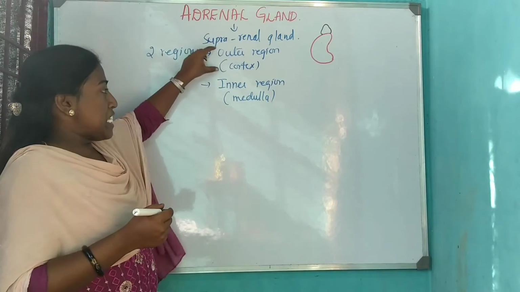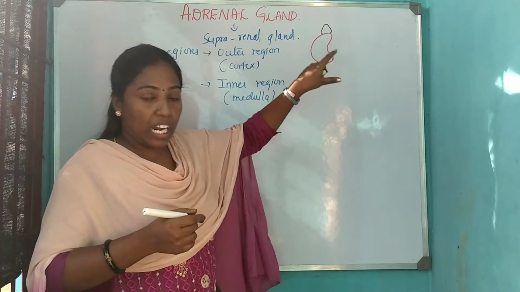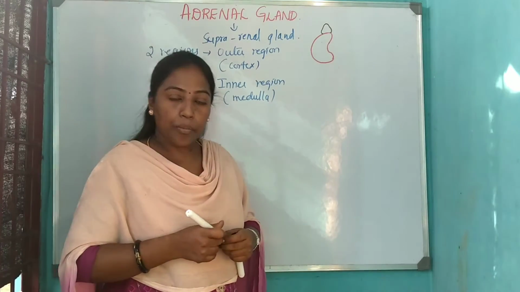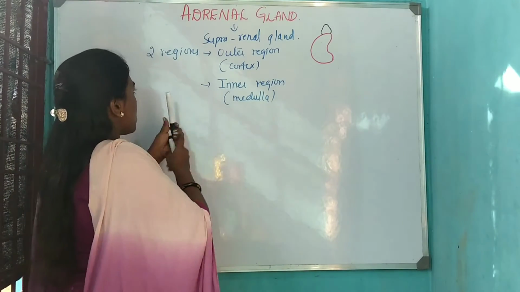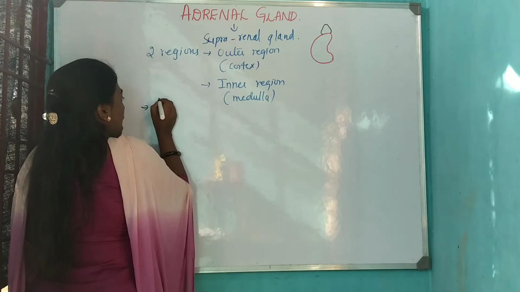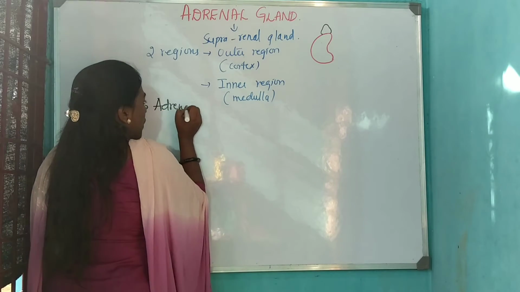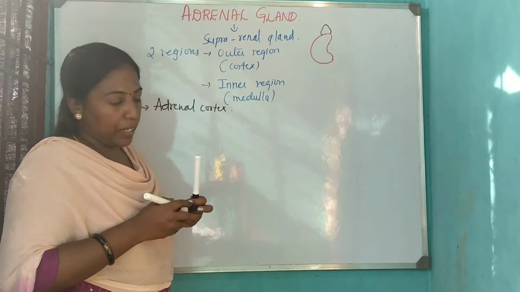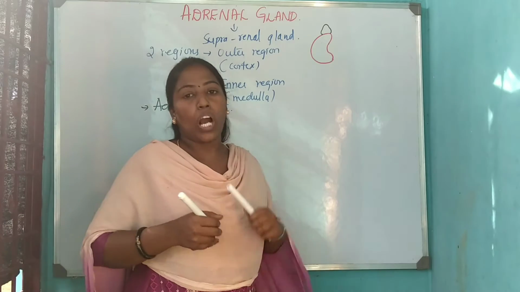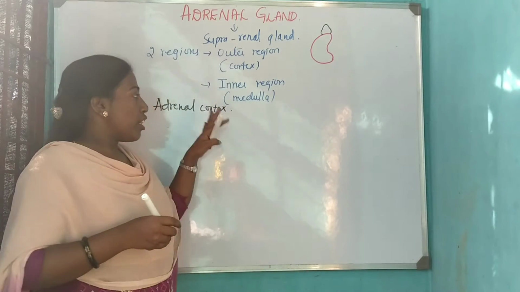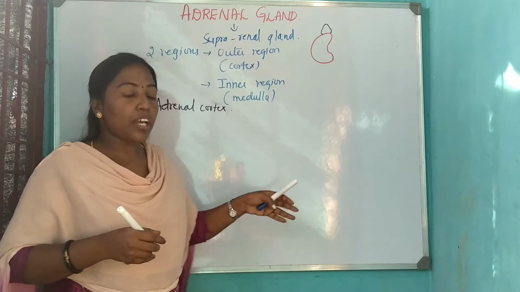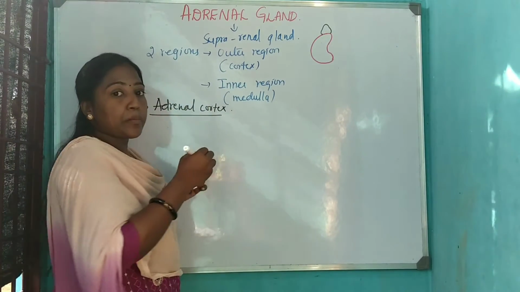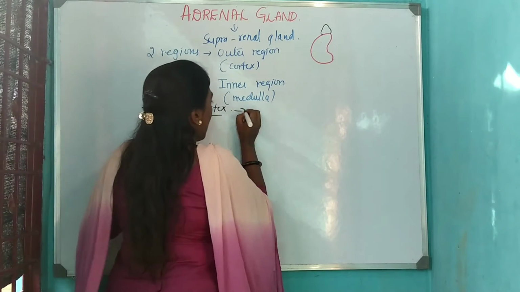Let us discuss the hormones secreted by the adrenal cortex. Later we'll discuss the hormones secreted by the adrenal medulla. The adrenal cortex is the outermost region of the adrenal gland, and it secretes two hormones: glucocorticoids and mineralocorticoids.